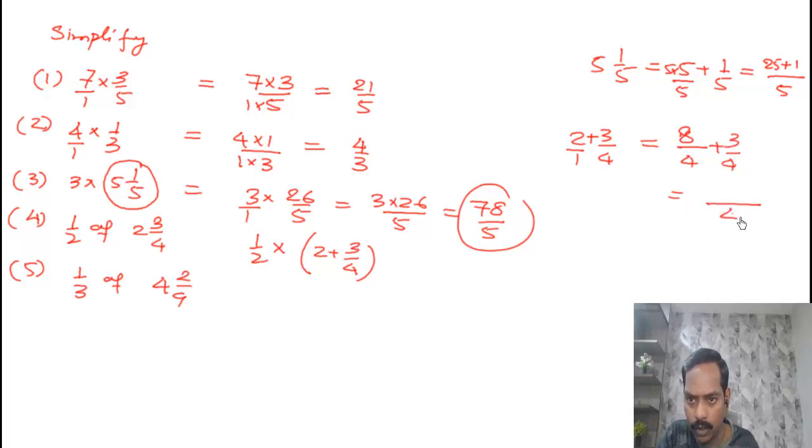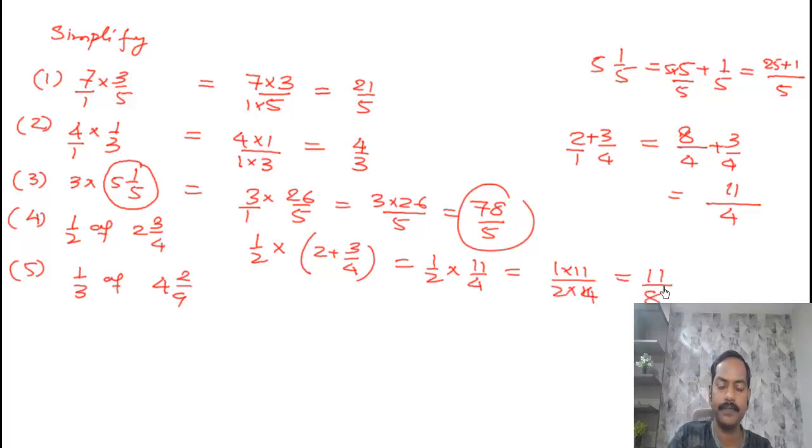Now the denominator is common, so it will be 11 by 4. So this can be written as half into 11 by 4. Again, 1 into 11 divided by 2 into 4, which comes out to be 11 by 8. So this is the value of half of 2 3/4. Correct, guys? So you can check, what is 3 by 4? 0.75. So 2 plus that is 2.75. If I divide it by 2, it should be 1.375, which is the value of 11 divided by 8, which it is. Correct?